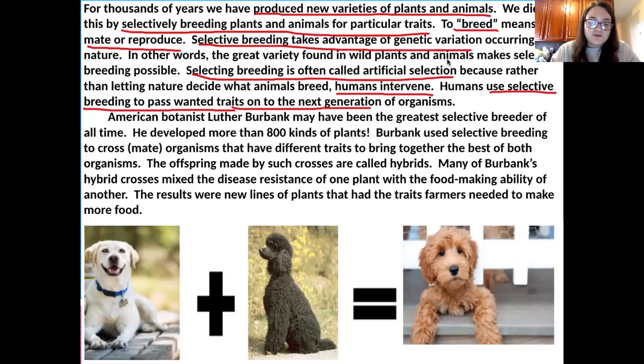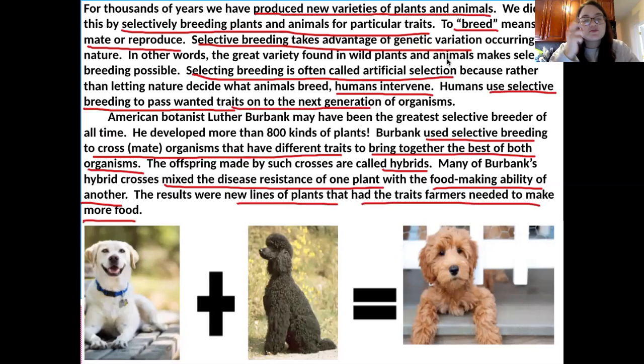American botanist Luther Burbank may have been the greatest selective breeder of all time. He developed more than 800 kinds of plants. Burbank used selective breeding to cross or mate organisms that have different traits to bring together the best of both organisms. The offspring made by such crosses are called hybrids. Many of Burbank's hybrid crosses mixed the disease resistance of one plant with the food-making ability of another. The results were new lines of plants that had the traits farmers needed to make more food.